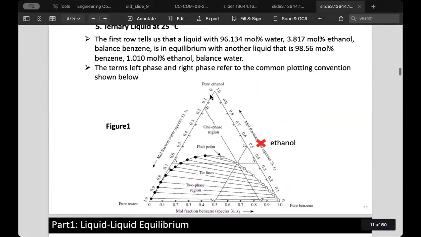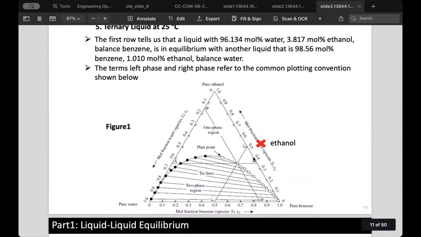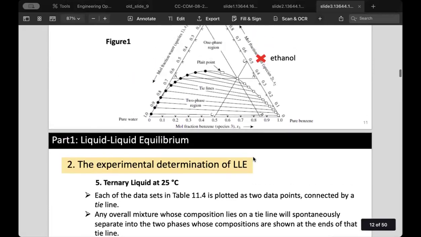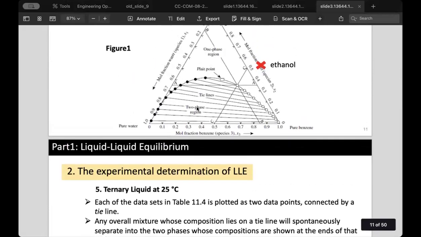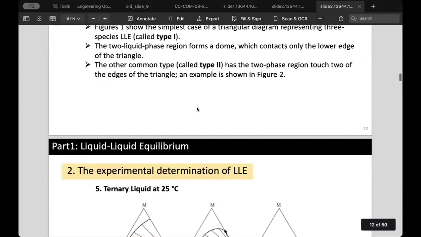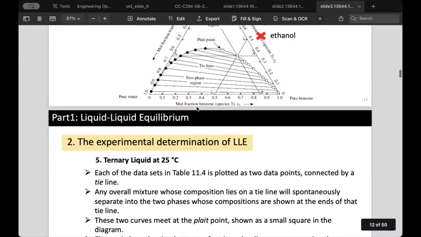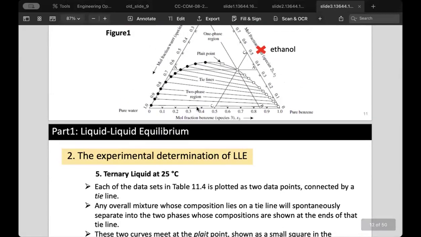Actually, this data contains redundant information. We don't need three axes like this triangular shape. We can plot using only two axes. Let me explain one thing first, before we go to that information.